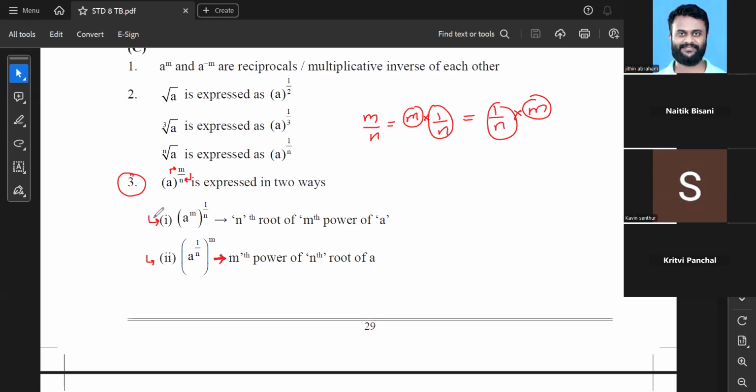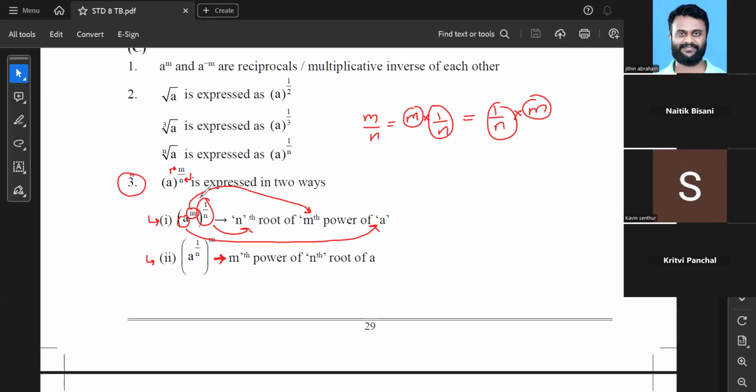Now, if I'm taking the first approach, a raised to m raised to 1 by n, सबसे बाहर कौन है? It is 1 by n. 1 by n means what? Nth root it is. So the sentence goes like this: जो सबसे बाहर है वो सबसे पहले लिखना है. It is nth root of, उसके अंदर जो है, then you have to write the mth power of, उसके भी अंदर कौन है? a. So this should be the sequence.